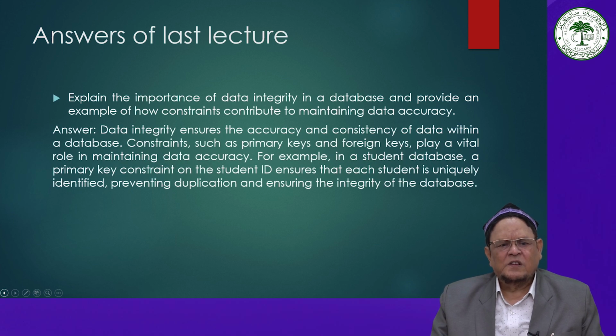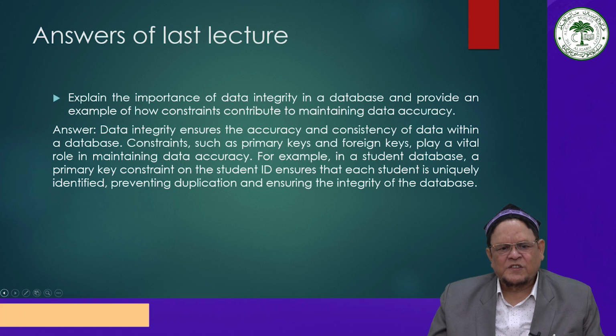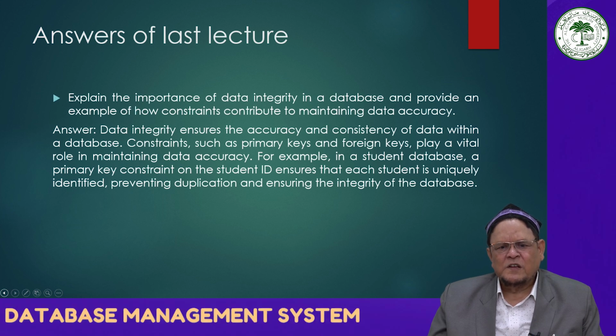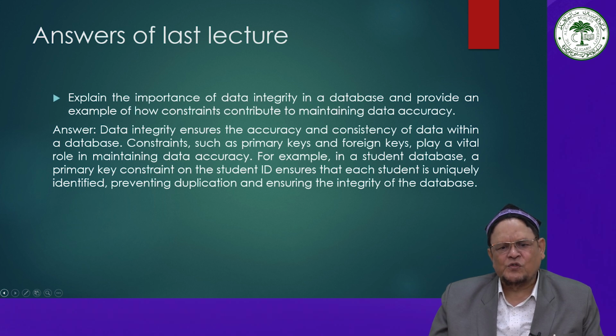The answer is, data integrity ensures the correctness and consistency of data within a database. Constraints such as primary keys and foreign keys play a vital role in maintaining data accuracy. For example, in a student database, a primary key constraint on a student ID ensures that each student is uniquely identified, preventing duplication and ensuring the integrity of the database.